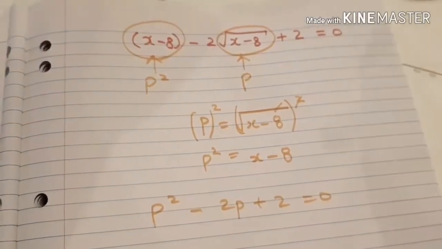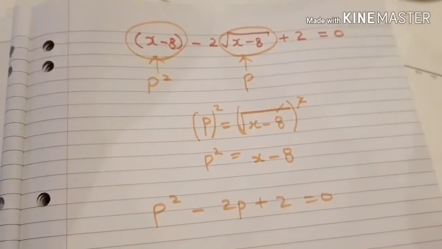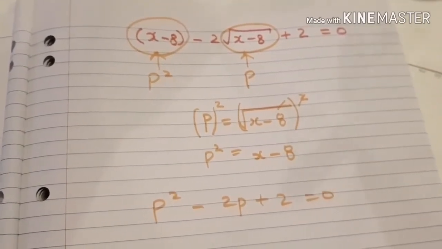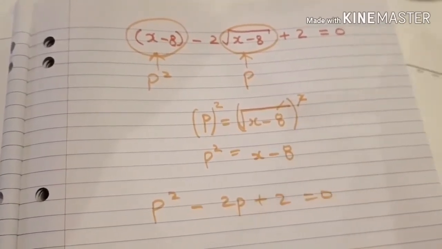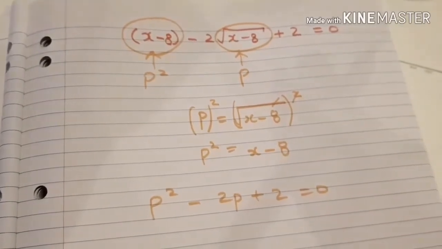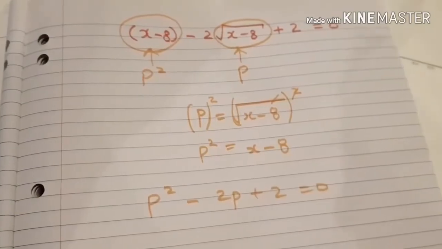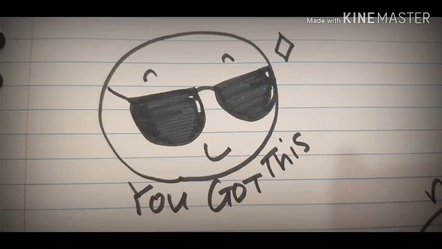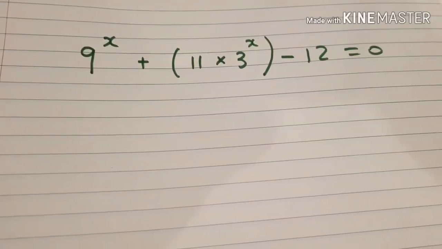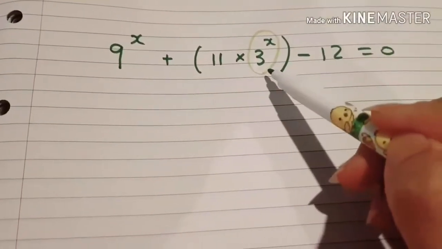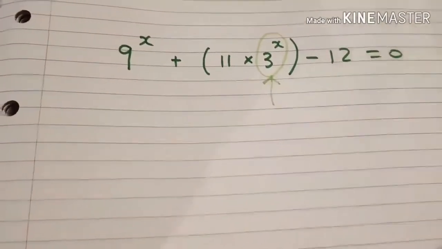Now you can use the quadratic formula, anything, up to you, to find out the value of P, and then substitute back into this one and find out the value of X and test it. How about this one? How would you make it simpler? Again, let's make this one P.